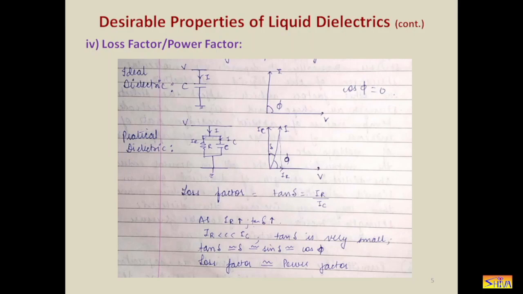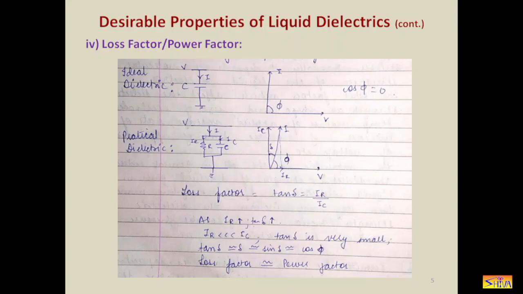Next desirable property, that is fourth, is loss factor or power factor. It is the second most important property after the dielectric strength of the liquid dielectric. So before going into detail, I will explain what is this loss factor or power factor.